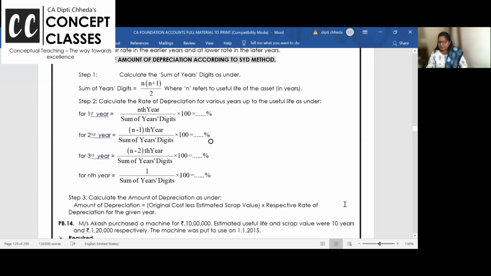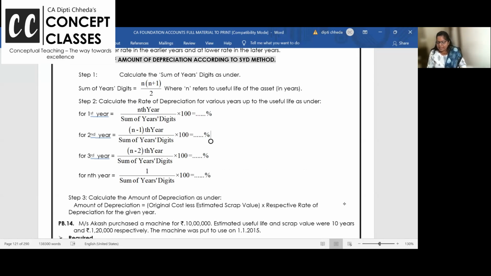Let us start now with the sum of the digits method. Sum of the digits method. This is some very beautiful, simple maths. It is maths that applies when you know the number of years and how you are going to charge the depreciation. Sum of the digits method.